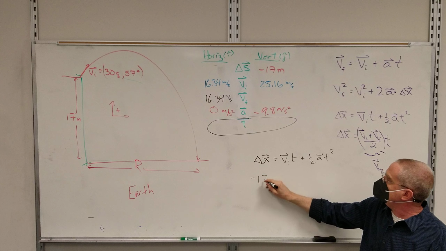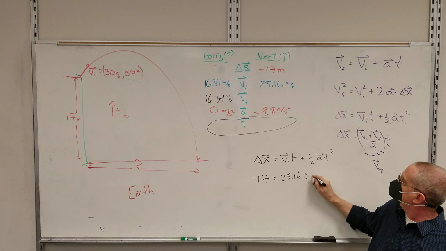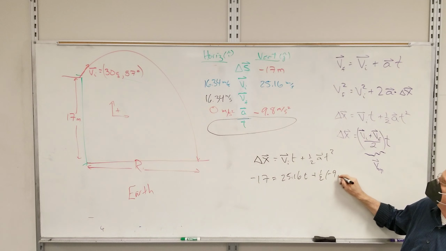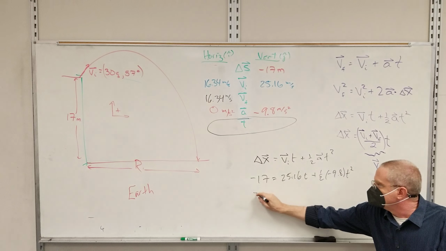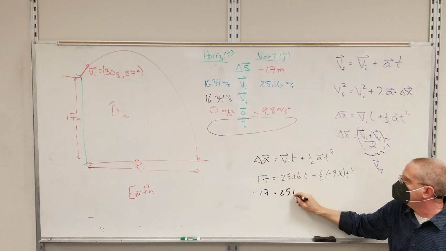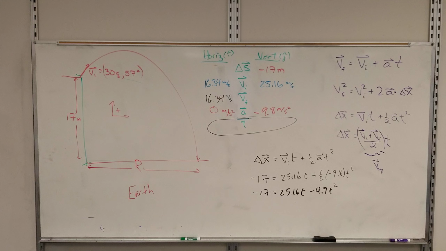So I have negative 17 is equal to 25.16 t plus 1/2 negative 9.8 t squared. Negative 17 is equal to 25.16 t minus 4.9 t squared. I have a quadratic equation. How do you solve a quadratic equation? Quadratic formula. And what do we need to do before we can plug into the quadratic formula? Make it equal zero. Yep.